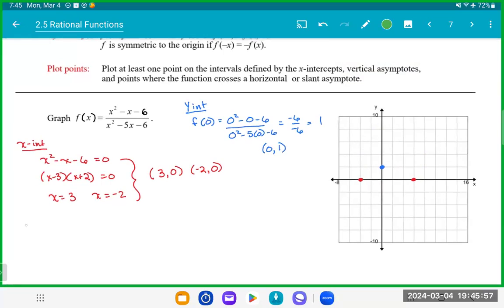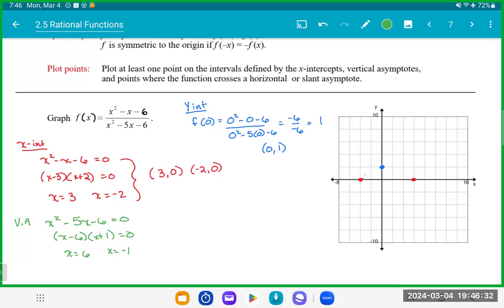Our vertical asymptote. Our vertical asymptote is where our denominator is equal to 0. So that is x squared minus 5x minus 6. Let's set that equal to 0 to determine that. So we have x minus 6, x plus 1 is how that factors. Therefore, either x equals 6 or x equals -1, we have those vertical asymptotes.